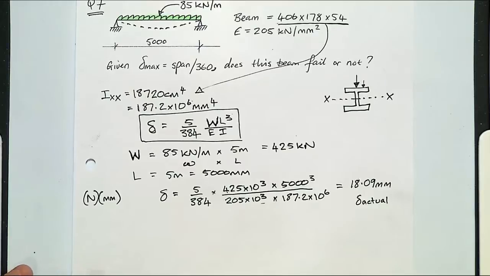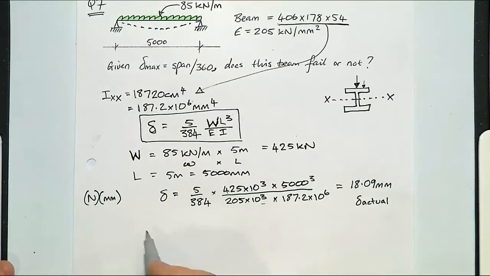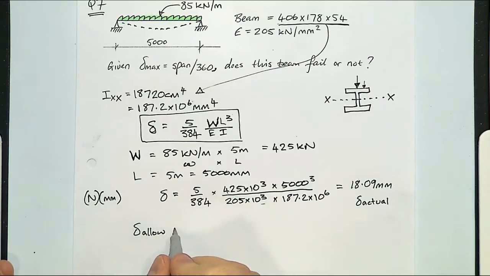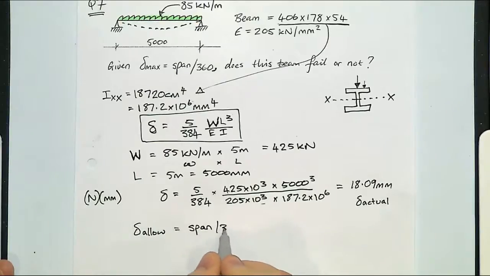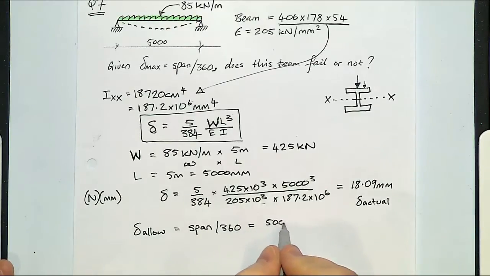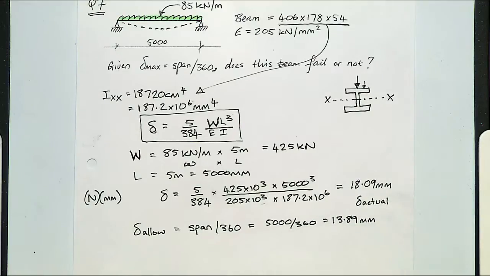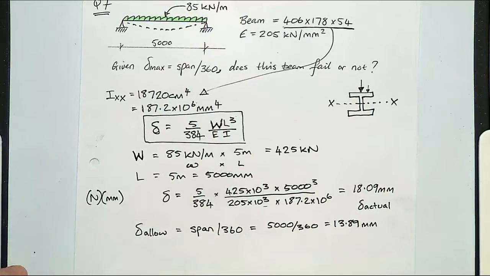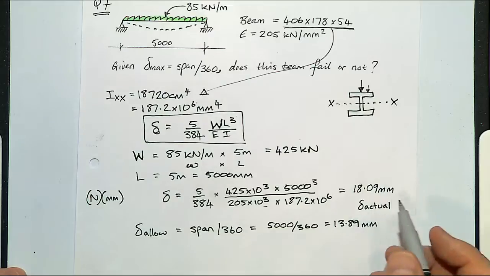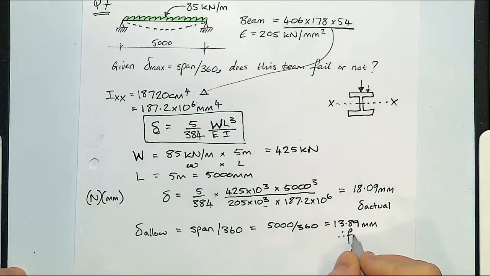If we compare that to our allowable, so our allowable deflection is span over 360. So it's our 5 metres over 360. It's 13.89. We are allowed around about 14 millimetres. It actually deflects 18 millimetres, therefore it fails.